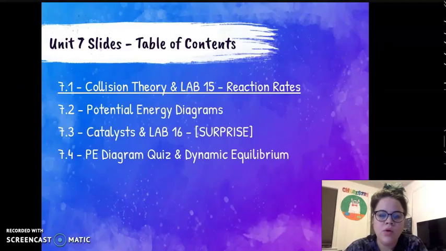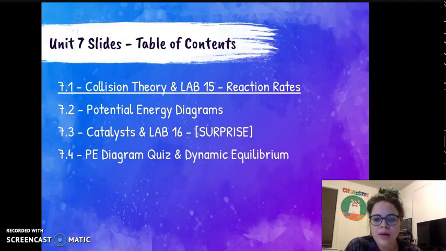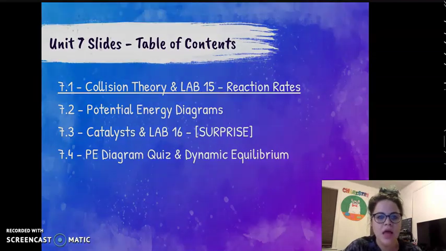Here is an overview of what our unit will look like at least through next week. We'll be doing 2 labs. We'll be doing one today, in fact, and then next week we'll be doing one that you've all been waiting for when we learn about something called catalysts.